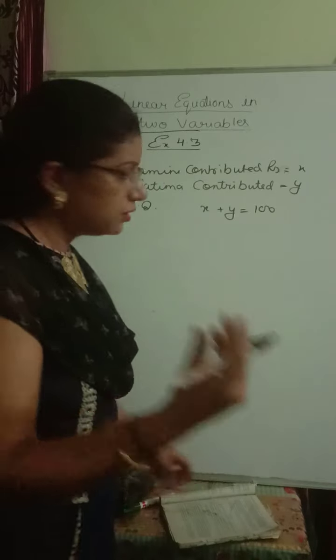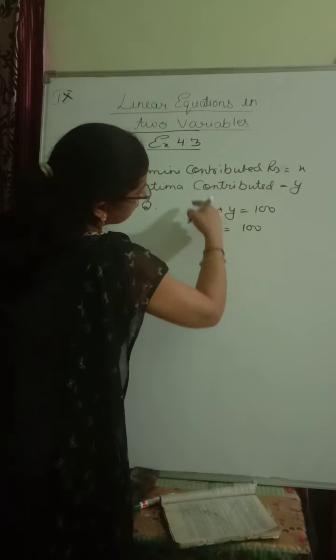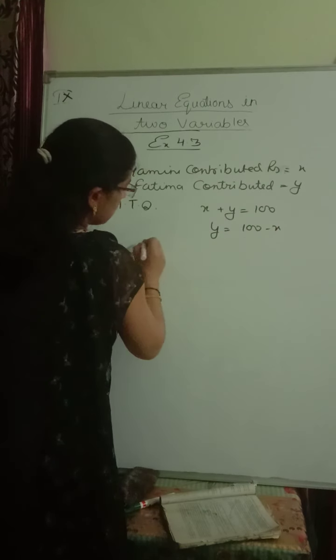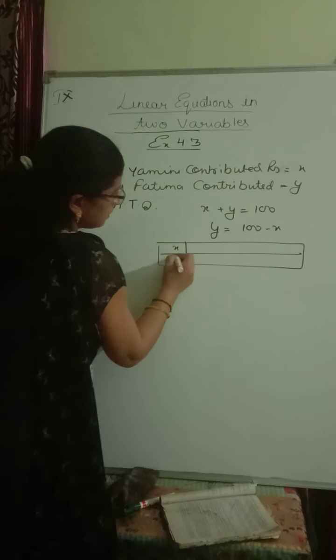We have to draw the graph for this. So very easy. Find the value of y from here. Send x to that side: y equals 100 minus x. Draw the table for this. So what is the table? x and y.